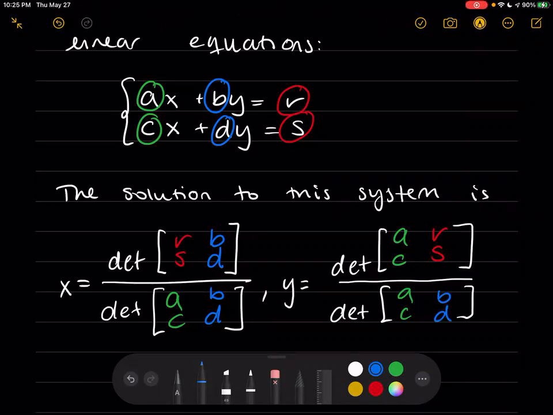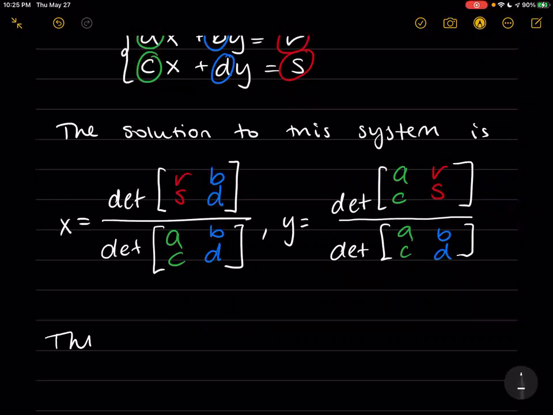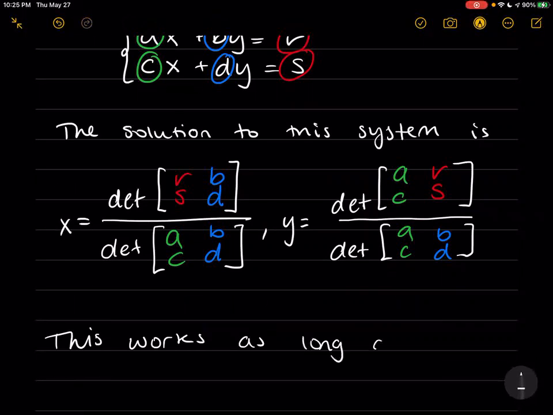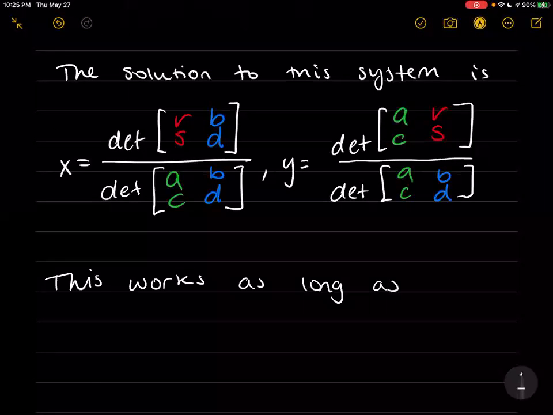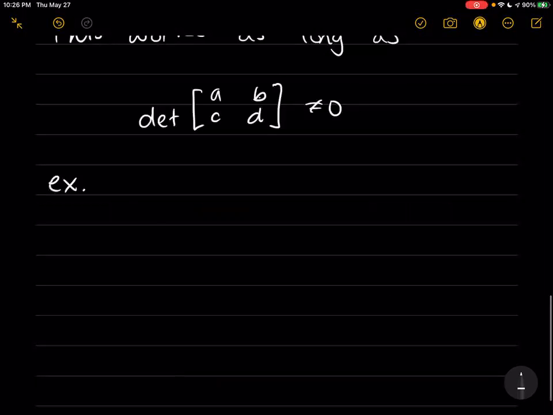If you're comfortable taking determinants, this is a really fast way of solving a linear system with just two equations. Of course, just to note, this works as long as the determinant of a, c, b, d is not zero. We just don't want to divide by zero. That tends to break things. But this rule works in every other case. So let's look at a quick example of applying Cramer's rule.